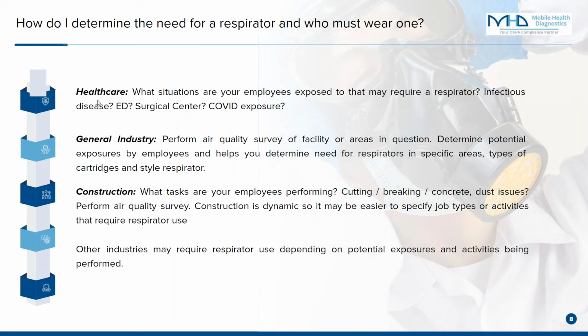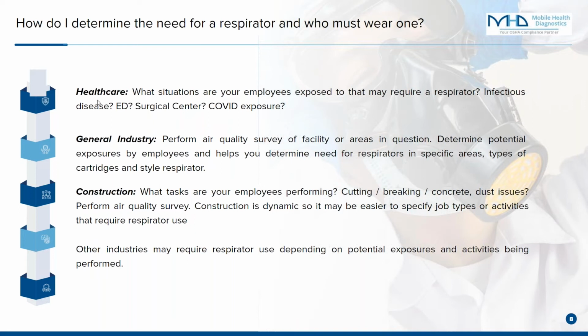So we want to determine the potential exposures by employees, and that helps determine the need for respirators in specific areas, and also the types of cartridges or the style of respirator necessary. If somebody is working with a type of solvent, in a portion of the facility, they may need a specific respirator with a specific cartridge, maybe a volatile organic compound cartridge. If another employee is sanding wood or something similar, they may require a different type of respirator, more of a P100 type. So understanding what your employees are exposed to is an important part of understanding what respirators might be needed in different areas of the workplace.